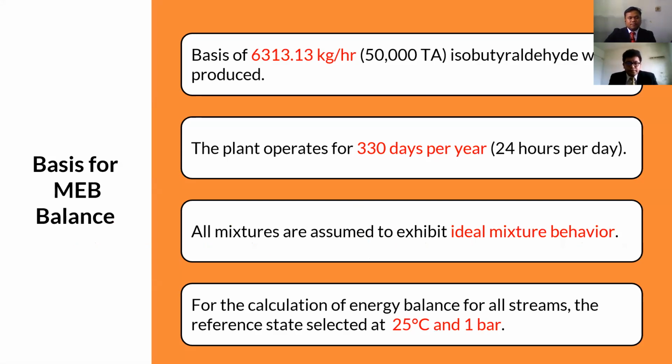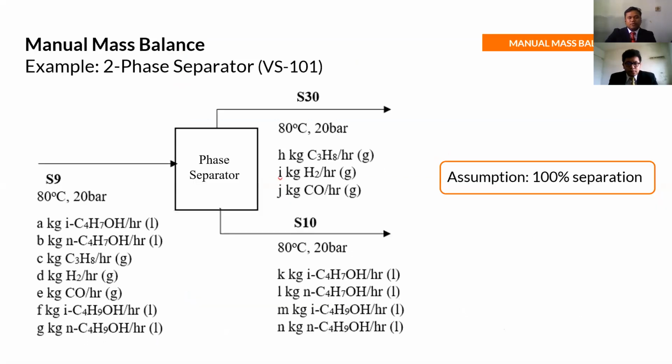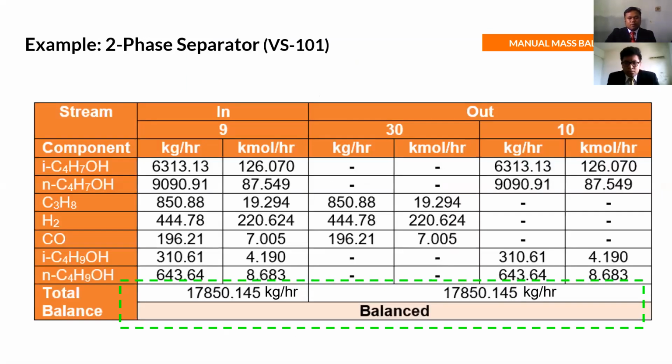This is the example for manual mass balance at the two-phase separator, VS101. Our assumption is 100% separation. At stream 9, the flow rate of each component has been determined from the previous calculation. Therefore, we only have 7 unknowns at stream 13 and stream 10. And we also have 7 component balances. Therefore, our degree of freedom is equal to 0. So this is the flow rate of each component that has been calculated at stream 13 and 10. Our calculation is balanced since the mass in is equal to the mass out.